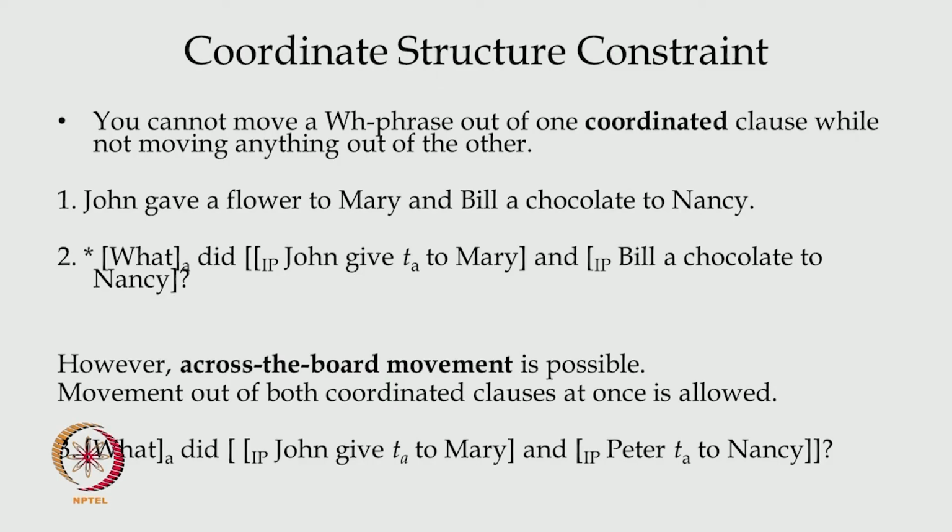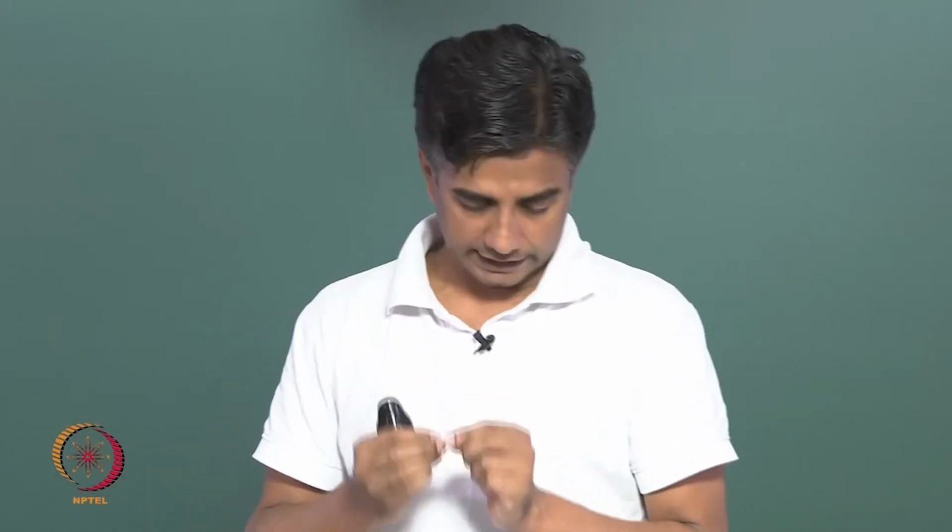Okay? It's two sentences coordinated with and. The sentence is, John gave a flower to Mary and Bill gave a chocolate to Nancy. These are the two sentences. When we coordinate the two, because the verb is the same in both the sentences, we take the verb and put the coordinated sentences without the verb. So, the sentence becomes, John gave, this is the verb, a flower to Mary and Bill a chocolate to Nancy. So, we don't need to repeat the verb give in the second sentence and the sentence is okay. There is another name for this in earlier versions of phrase structure grammar, but that's not important for us to discuss. So, you understand the coordinated structure?